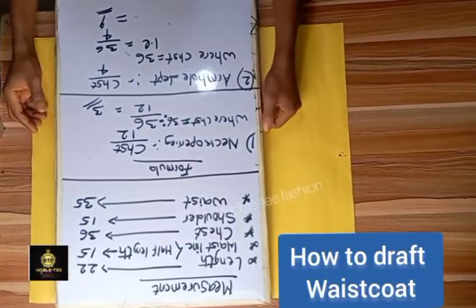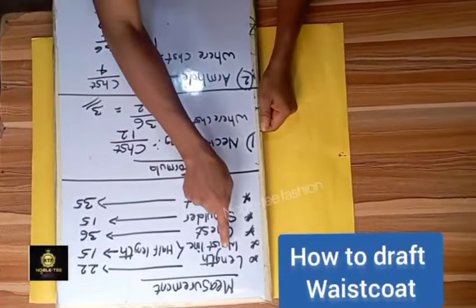So here's the measurement we are using for this illustration. The length is 22, the waistline, that's a half length, or they call it shoulder to waist. Whatever you know it as, the shoulder to waist is 15 inches. Then the chest of this waistcoat is 36, while the shoulder is 15 inches. The waistline is 35 inches.